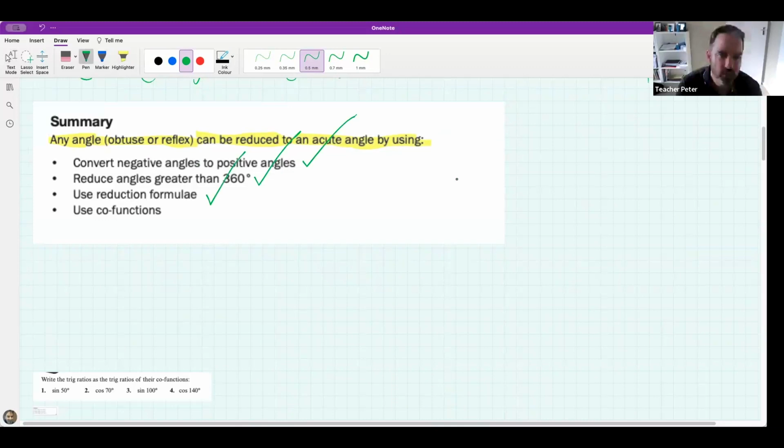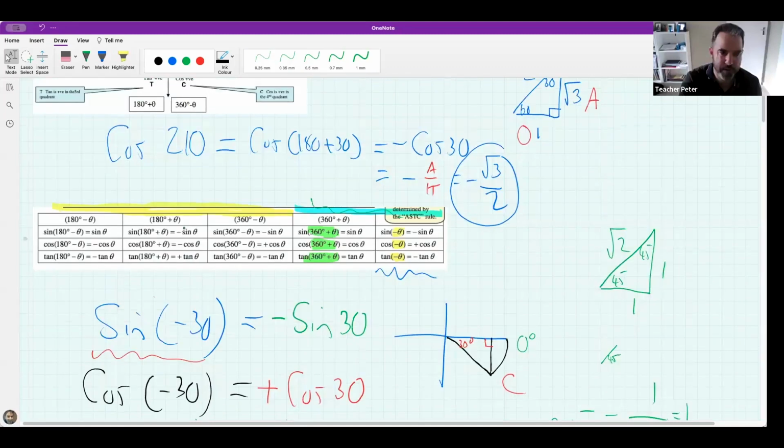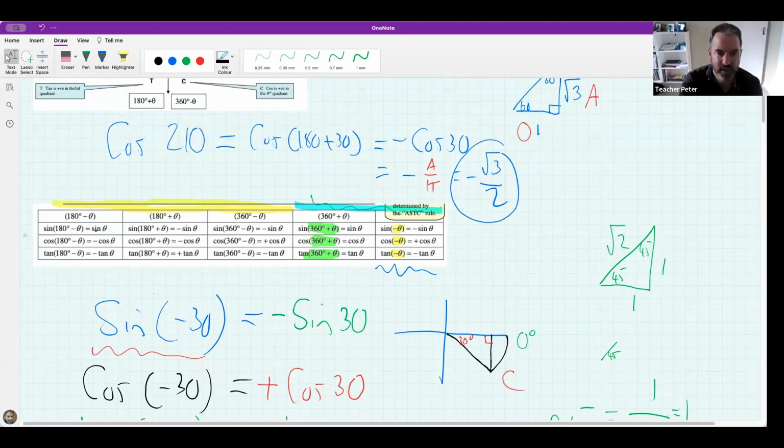And the reduction formula are these things over here, which basically just tell you, I showed it to you in the last lesson where you say like the sine of 180 plus theta is in quadrant 3, therefore it's just minus sine theta. Whereas in quadrant 2, 180 minus theta is in quadrant 2, it's positive, so it's equivalent to the sine of theta. And you can look at the previous lesson if you need some help with that.